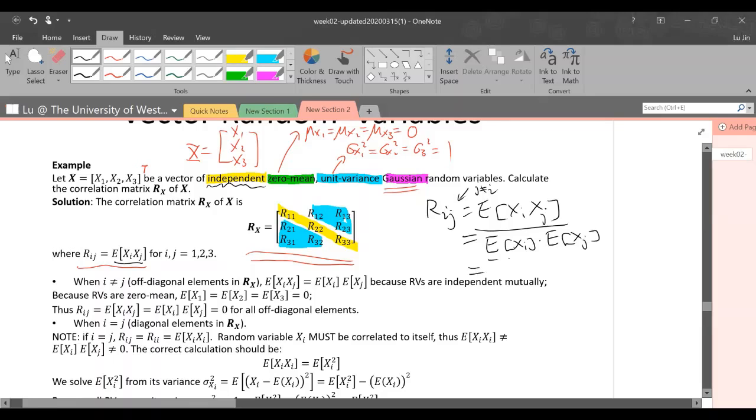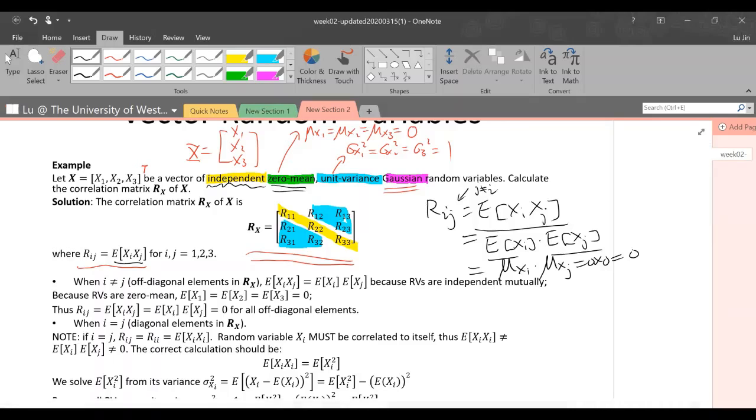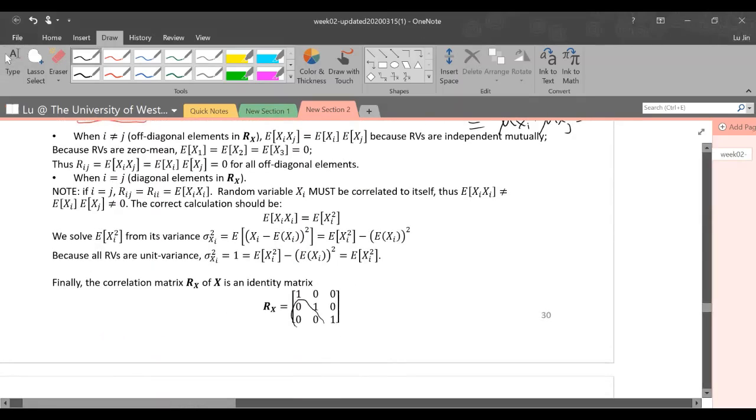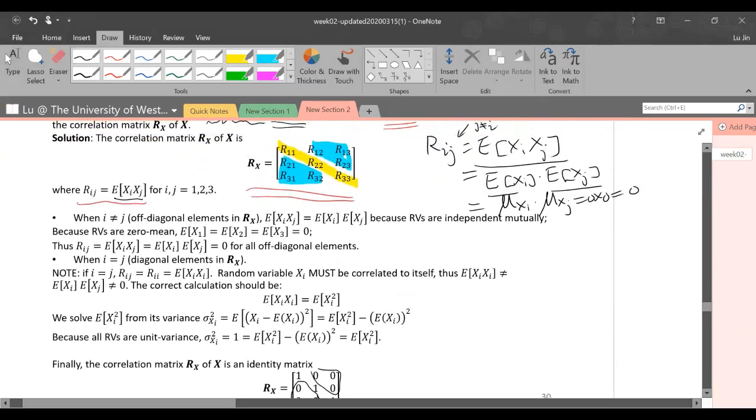Each of the 2 terms is the mean value of the corresponding random variable xi and xj. Now we use the second condition. For this particular example, for all the random variables in the vector, the mean value is 0. So this is equal to 0 times 0, which equals 0. That means all the elements off the diagonal are zeros. At the bottom, you can see in the final result, they are all zeros. Now this is the first group of elements.